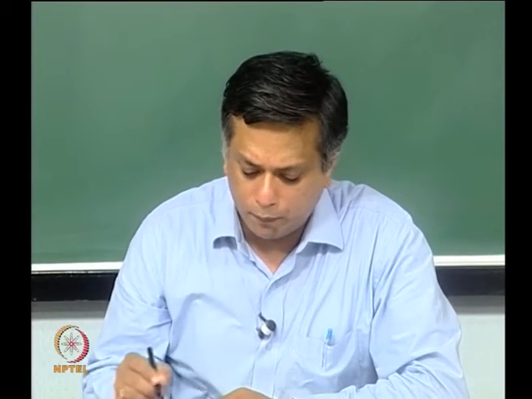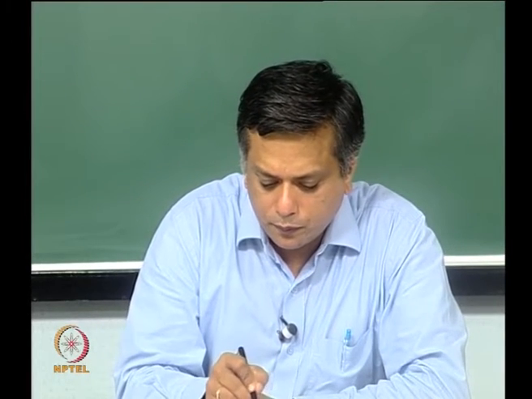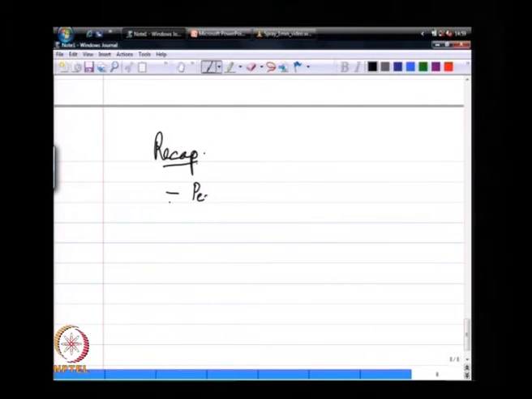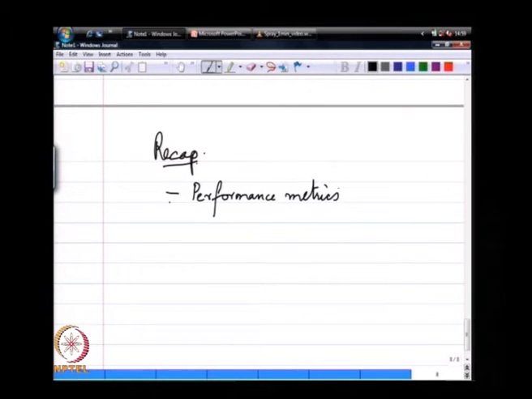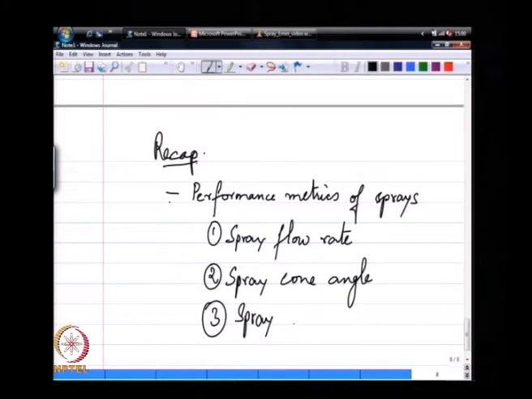So, let us quickly recap. We looked at performance measures, performance metrics, okay. The one I did not mention, but I know we talked about it earlier, is the actual flow rate. This is very important. Okay. The second is spray cone angle. The third is spray pattern.